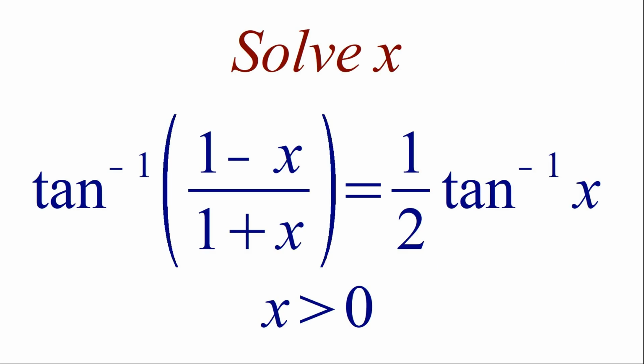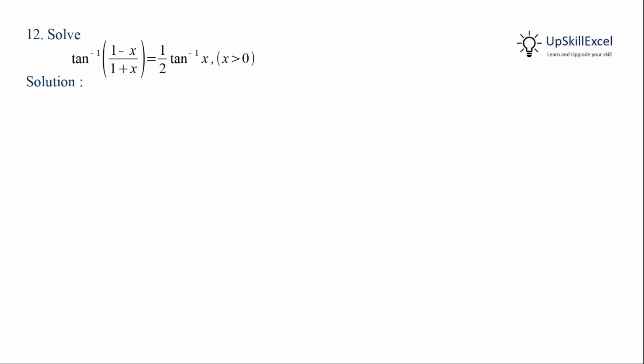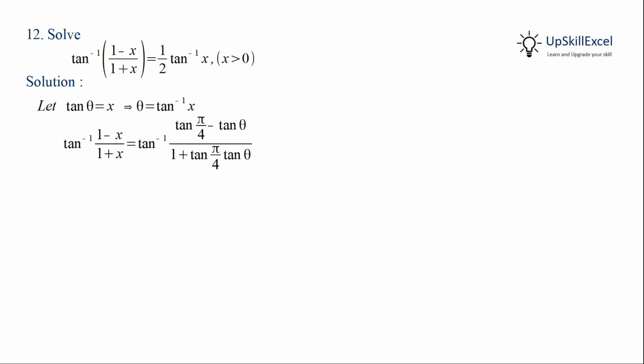Solve tan inverse of (1 minus x) by (1 plus x) is equal to half of tan inverse x, where x is greater than 0. So let tan theta is equal to x, or theta is equal to tan inverse x. Substituting this on the left hand side and also applying tan pi by 4 is equal to 1, we get tan inverse of (tan pi by 4 minus tan theta) by (1 plus tan pi by 4 tan theta). This is of the format tan (a minus b), where a is equal to pi by 4 and b is equal to theta. Applying it and simplifying, we get left hand side is equal to pi by 4 minus theta.